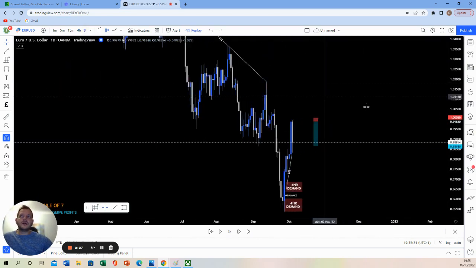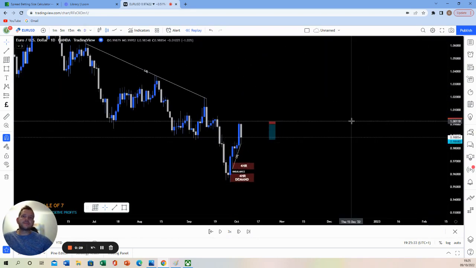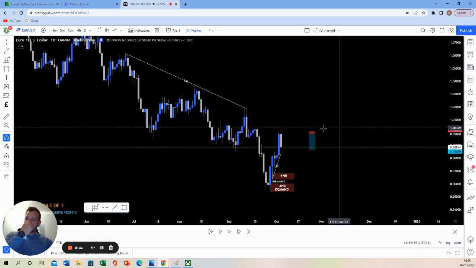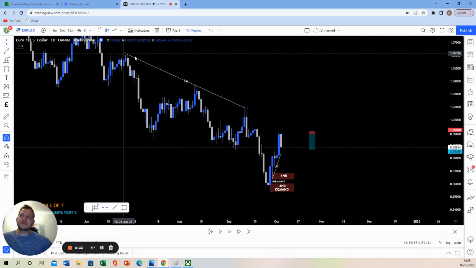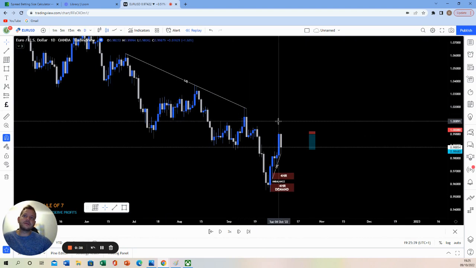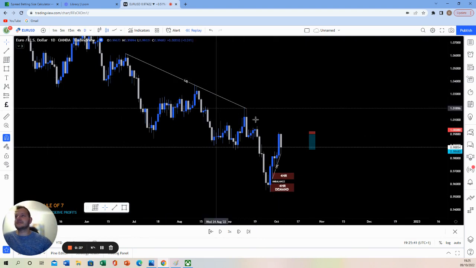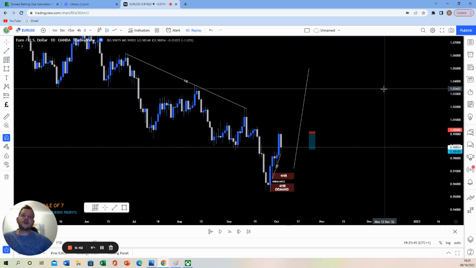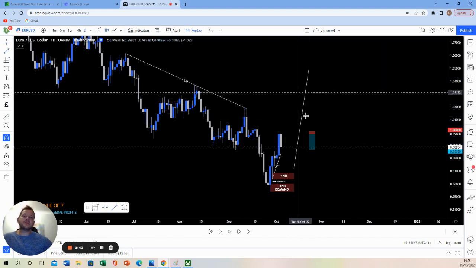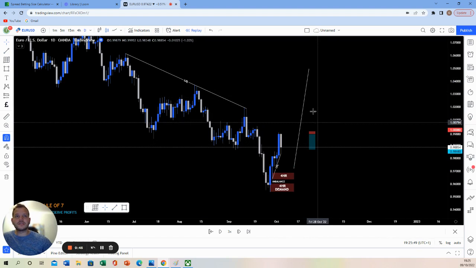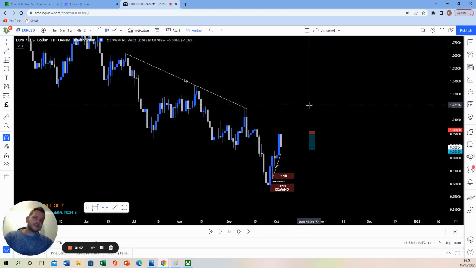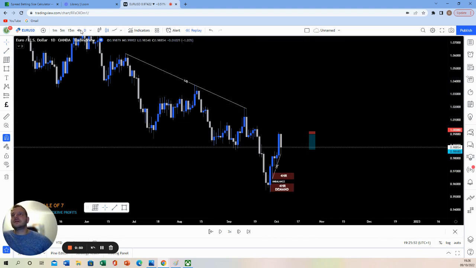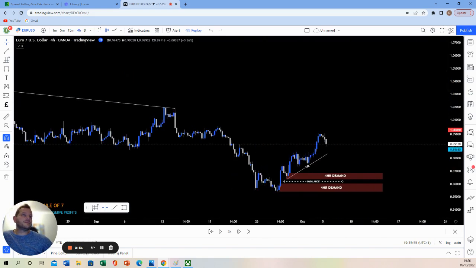This is Euro USD at the minute. We are in a downtrend at the minute, but as you can see, we're creating some trend line liquidity. So I'm expecting that, at some point pretty soon, I'm hoping we're going to go through that trend line and start a bullish trend. But let's not worry about that for now. So right, let's jump on the 4 hour.